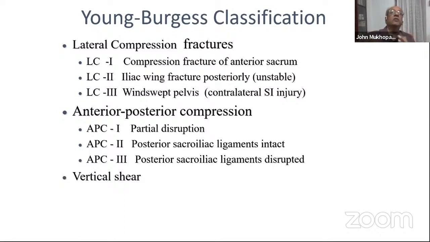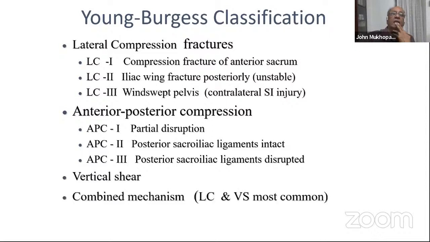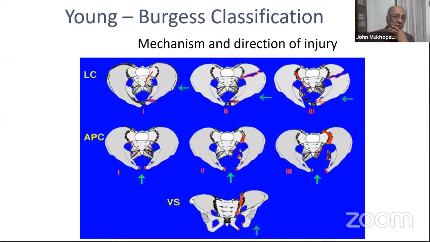And the vertical shear injuries, of course, are unstable injuries where one part of the pelvis is displaced vertically, while you have the combined mechanisms, where the most common mechanism is a combination of the lateral compression and a vertical shear injury.